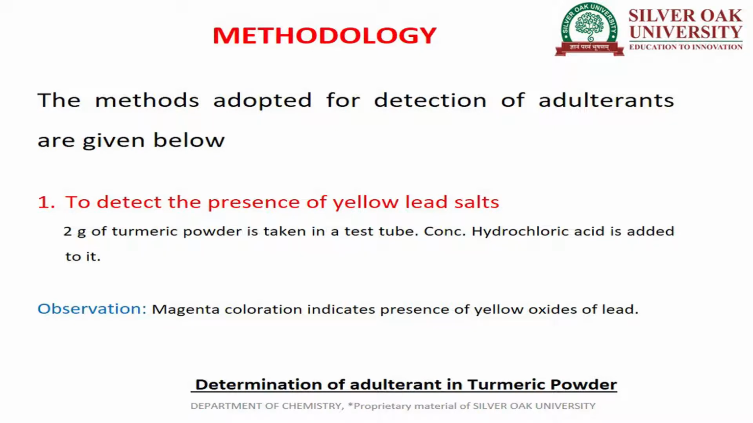The first method detects the presence of yellow lead salt in turmeric powder. For that we will take 2 gram of turmeric powder and add concentrated hydrochloric acid. If a magenta color appears, it shows the presence of yellow oxides in turmeric powder. Let us perform the practical and observe it.